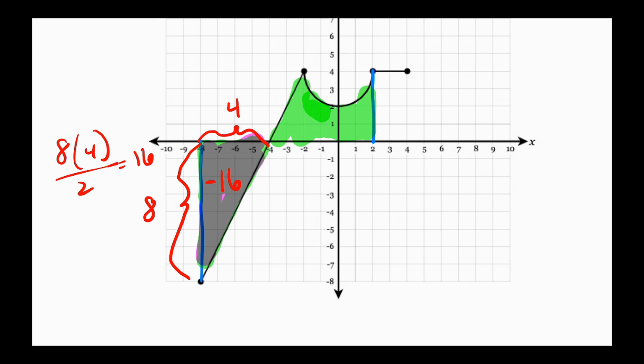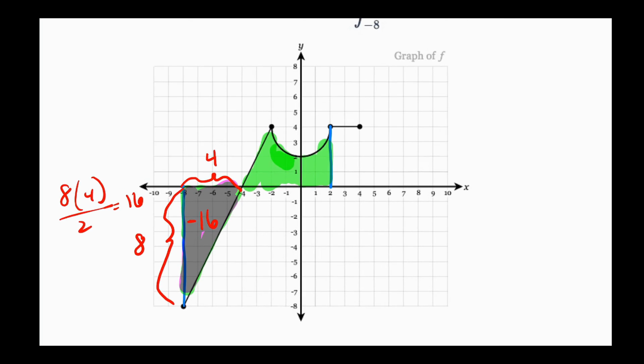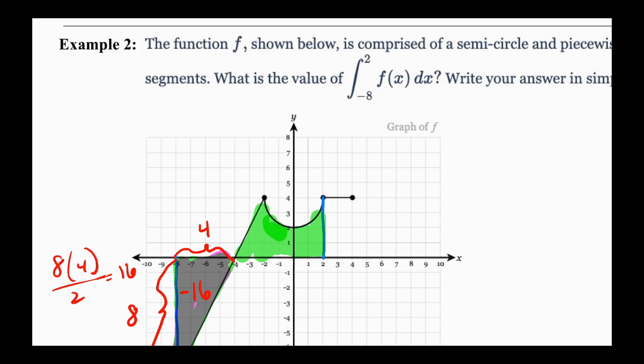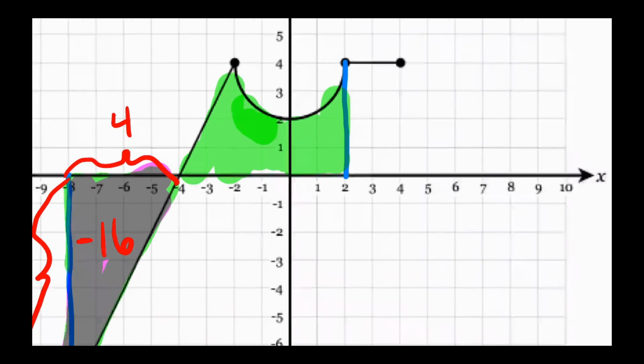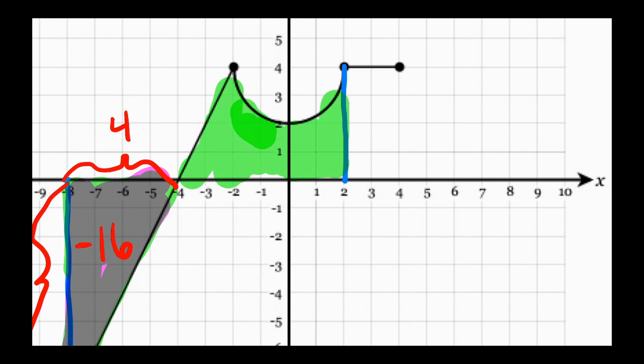So you find area the same exact way. You just make it negative. All you do is change the sign. Okay, so that's going to be a negative 16. So to find area of this guy here, I'm going to have to go negative 16 plus something. Now I need to find the area of the green stuff. This one's a little more tricky.